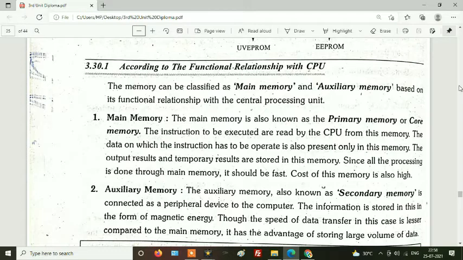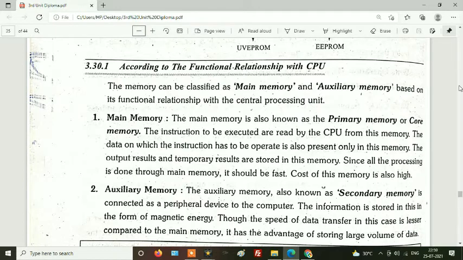Coming to auxiliary memory, which is a secondary memory: generally the memory which is connected as a peripheral device to the computer is called secondary memory. In this secondary memory we can store the data, but the data is stored in the form of magnetic energy. Coming to the data transfer rate, that is the speed, the main memory has very high speed compared with auxiliary memory. But one advantage of auxiliary memory is that we can store a large volume of data in it.